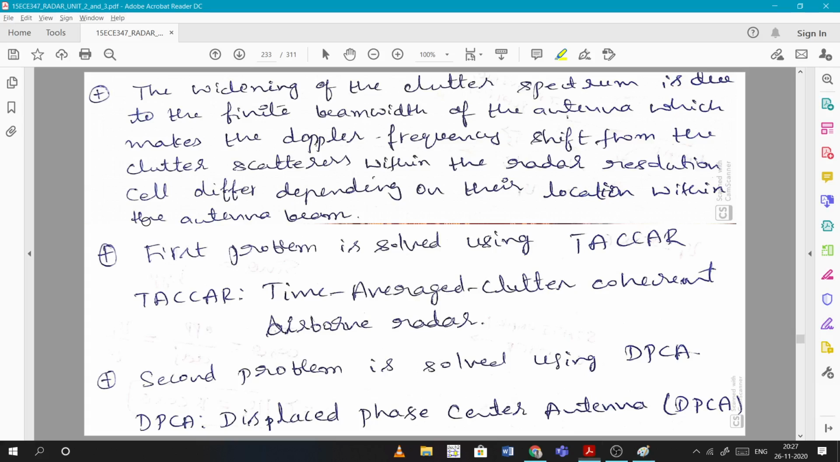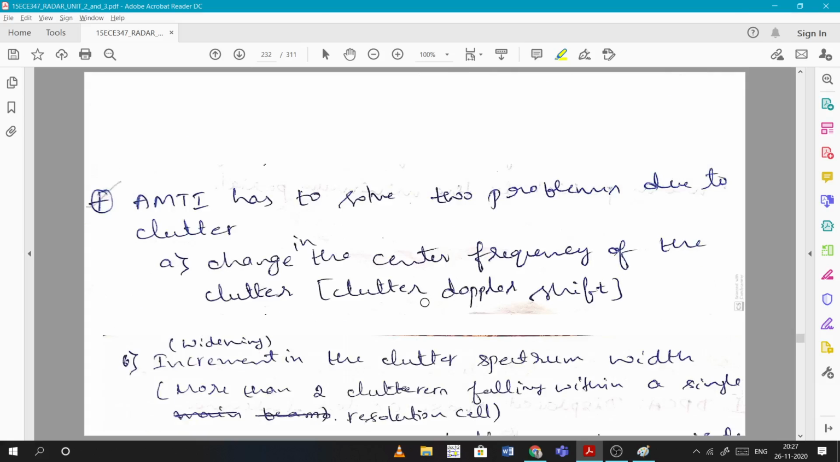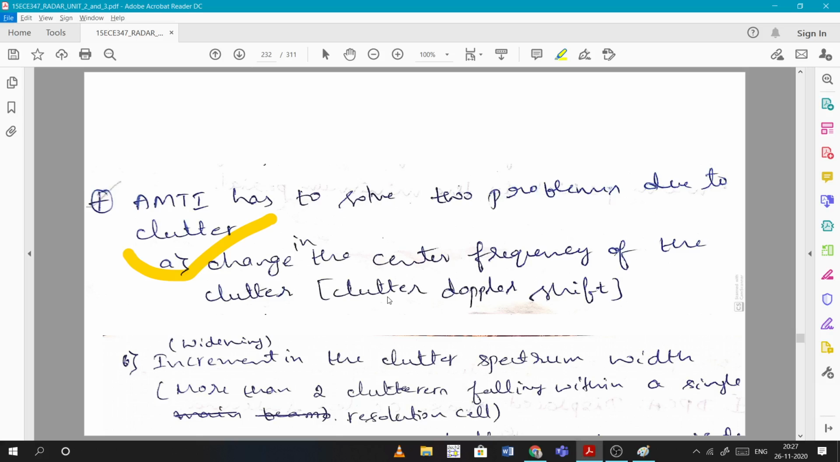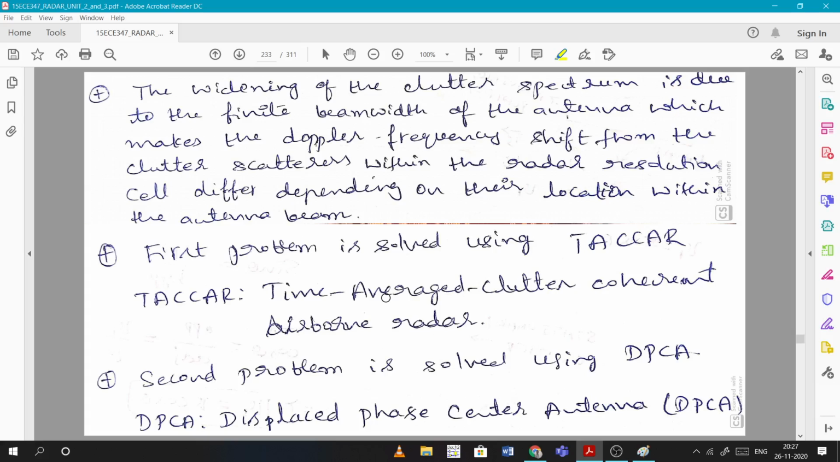The first problem is solved using TACCAR, that is time averaged clutter coherent airborne radar. That means we can solve this using TACCAR.